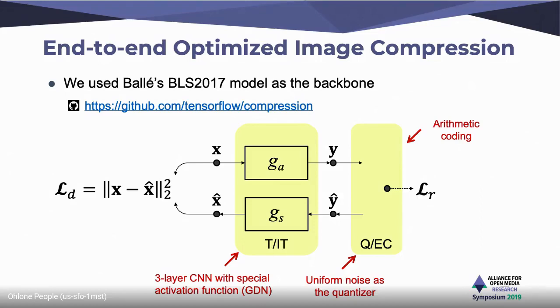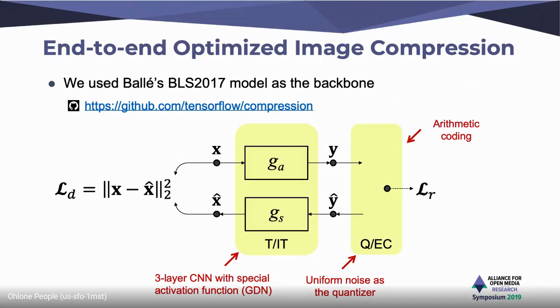So they use this as a proxy of the quantization in training, and they have arithmetic coding. To optimize this neural network, they define a rate loss, which is just a negative entropy, and there's also a distortion term, which is just an L2 norm between the reconstructed frame and the pristine image.